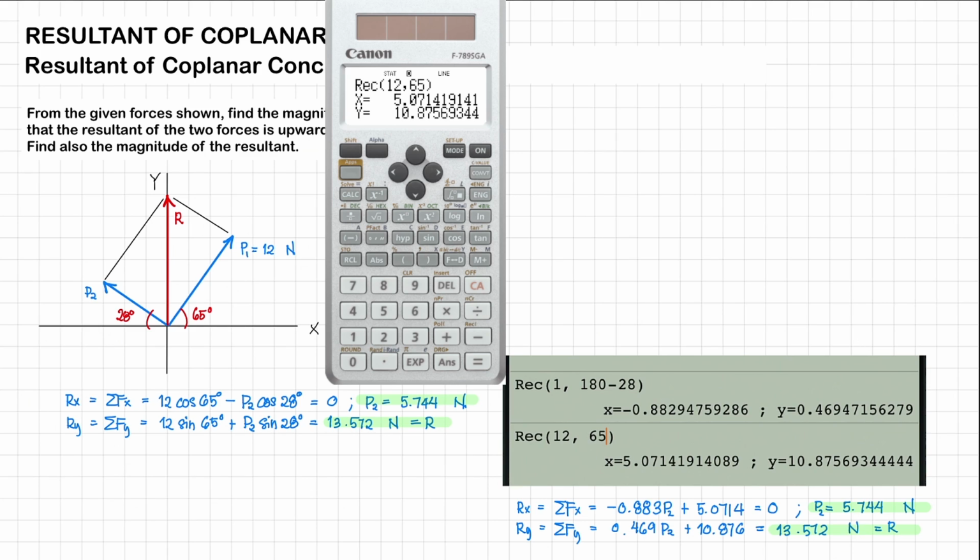So for P sub 1, this is going to be the x component and this is going to be the y component. All right? And we're going to use these components to solve for the components of our resultant. And since we know our Rx is equal to 0, we could solve for P2 from this equation. And then from this equation, we could solve for the resultant.